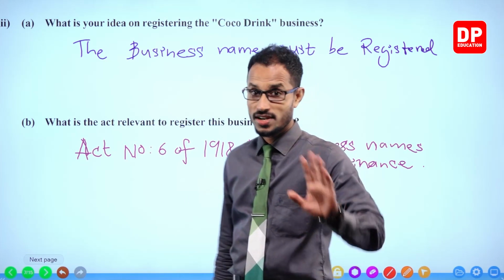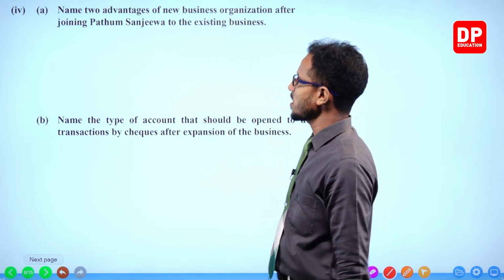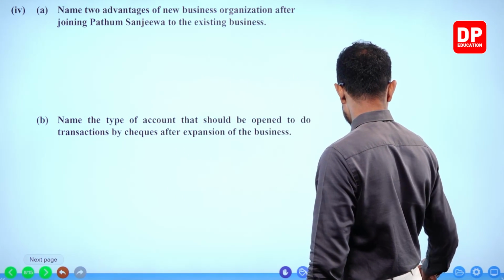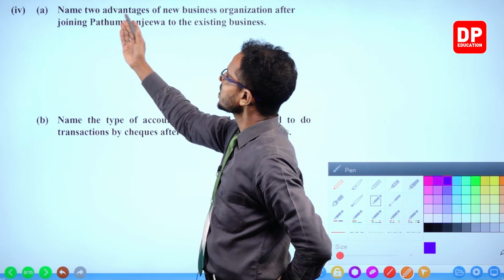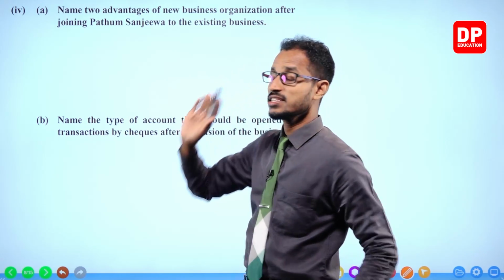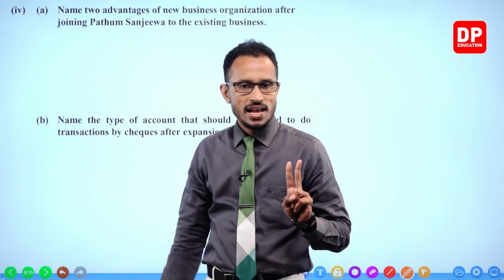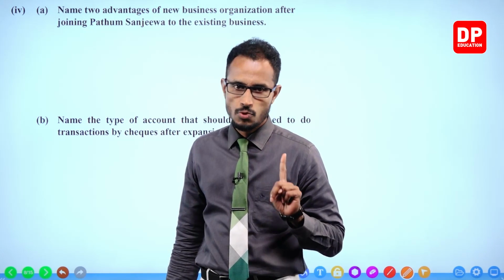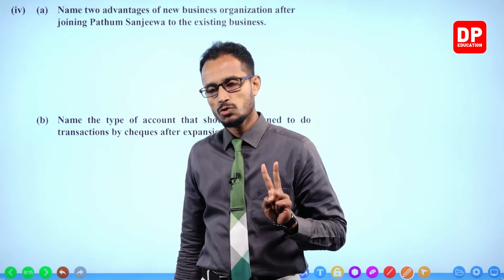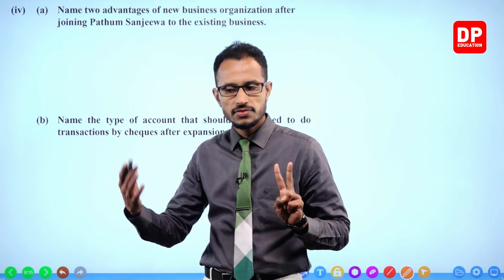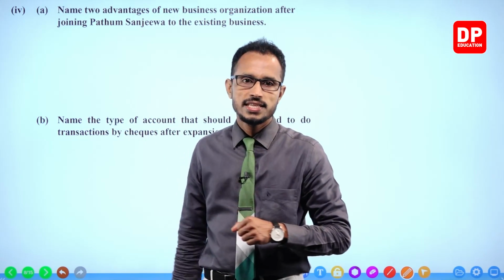Got it? Don't write these things in your paper. Don't write "couple show". Just write a partnership business and two advantages of the new business organization. That is the partnership business. What are the advantages? More capital can be raised. Collective decision making. The two people can collectively make their decisions. It is better than one person doing whatever he thinks.